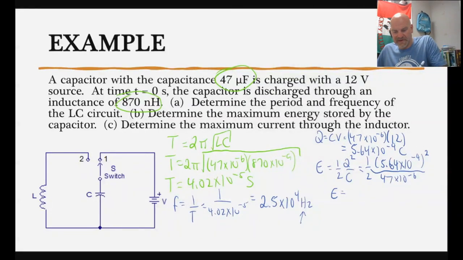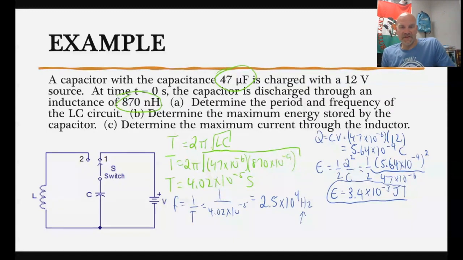So the maximum energy, let's write it in scientific notation, because the calculator does not spit it out in scientific notation. It's 3.4 times 10 to the negative 3 joules, or you can say 3.4 millijoules. Now this is the total energy of the system. So for part C, what is the maximum current through the inductor? If we're looking for maximum through the inductor, then it's minimum through the capacitor.